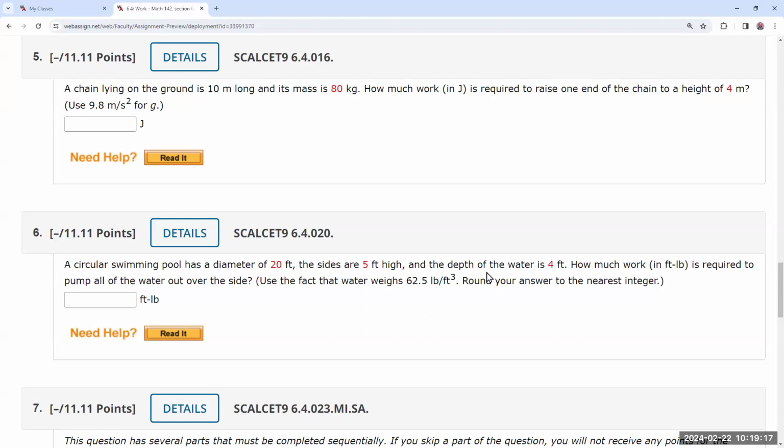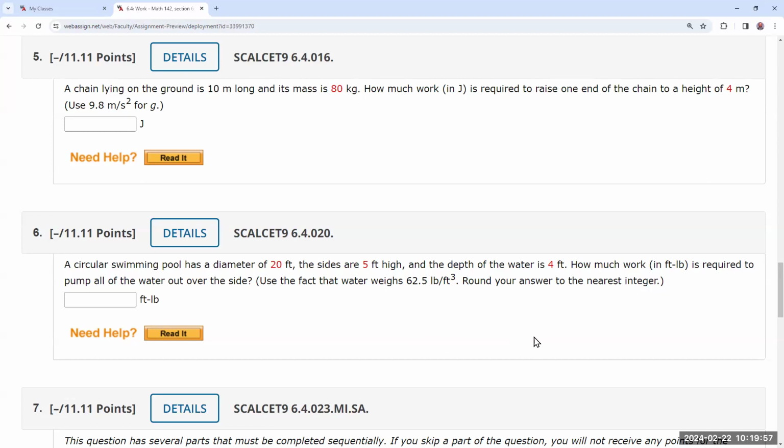Okay, next, we've got a circular swimming pool, diameter of 10 feet, sides are 5 feet high, and the depth of the water is 4 feet. So if we imagine the circular swimming pool diameter of 20 feet, the radius there is 10, and so the volume of the water in here could be computed using pi r squared times h, where h is the height of the water. Now, since we are going to be integrating how much work it takes to pump the water, we're going to be looking at one slice of water. So between 0 and 4, the depth of the water initially, call the bottom of the water y equals 0 and the top of the water y equals 4. We're just going to pick one slice of water.